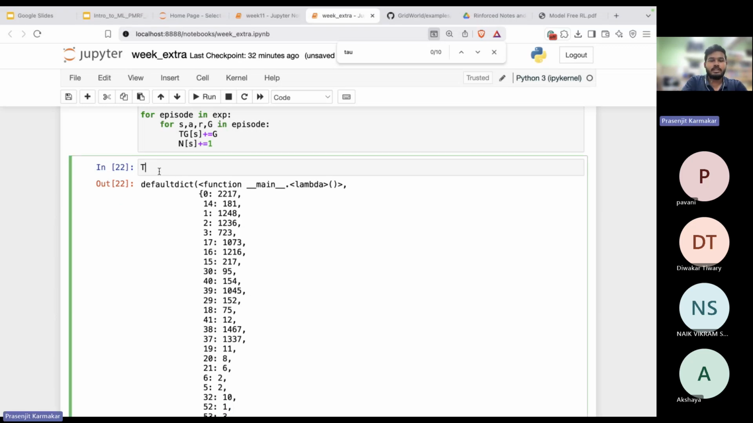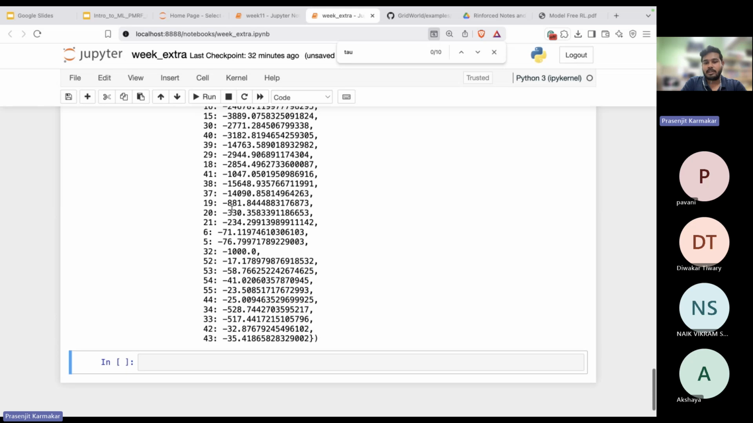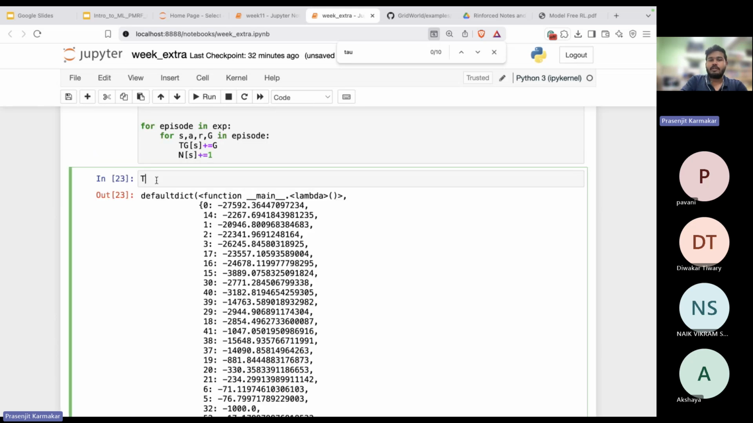So now TG is what? Total return from particular states. So these are the total return it shows from all the states. Now to compute the value function, we just do total sum divided by total number of visits.